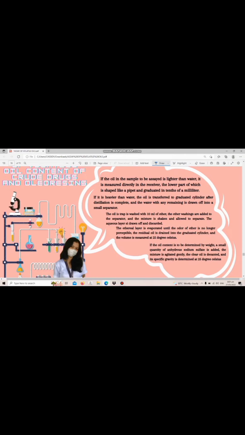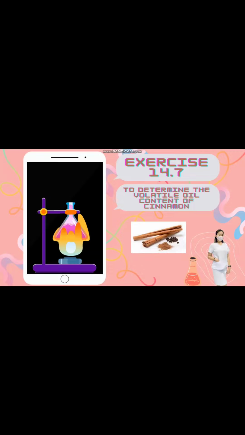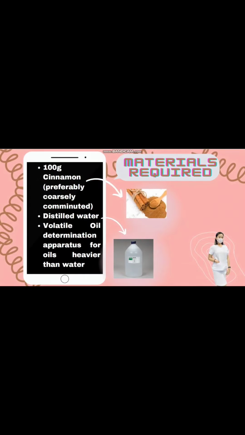Again, good morning everyone. Exercise 14.7: to determine the volatile oil content of cinnamon. Materials required: 100 grams of cinnamon, preferably coarsely comminuted, distilled water, and volatile oil determination apparatus for oils heavier than water. Na-discuss ni Cassidy sa previous topic yung apparatus na pwede natin gamitin sa oils na heavier than water.